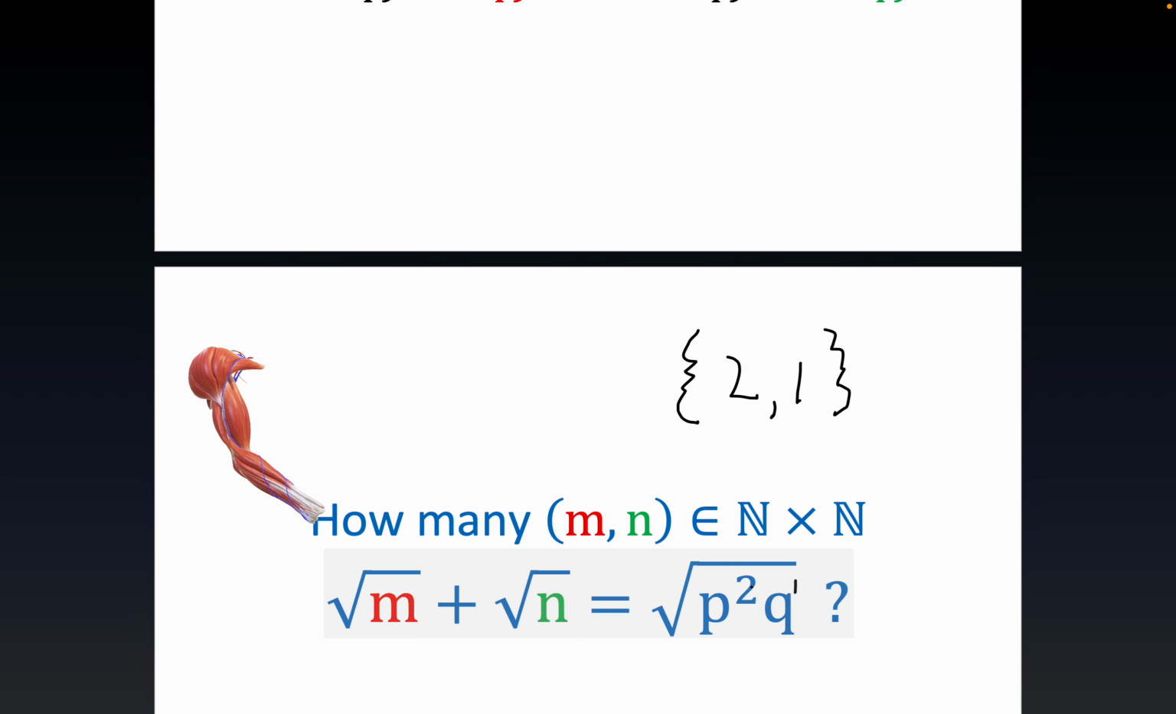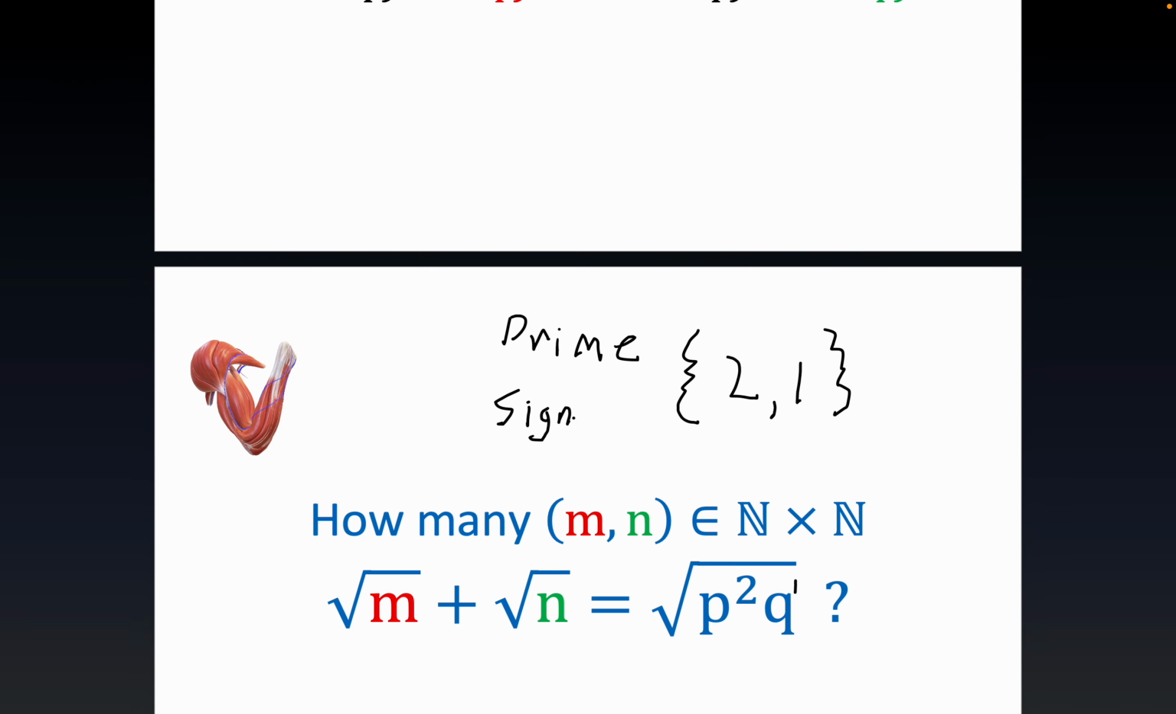And notice you have 2 and 1 here. Now we want to know how many ordered pair natural numbers solve this equation. It turns out there's a nice clean way to do this, but for those of you who haven't seen this, I've heard it called the prime signature. Prime signature, that must be French.